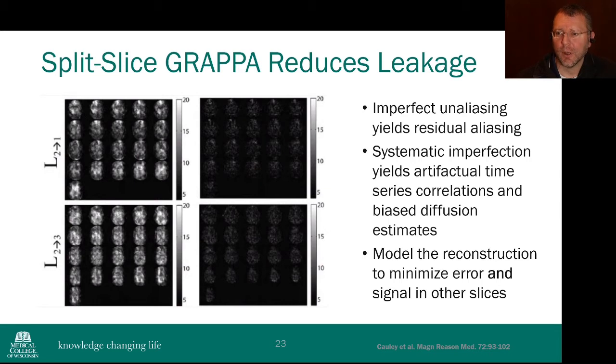You can end up with artifactual correlations between slices with rest, and you can end up with essentially an apparent leakage or contamination of fibers in one voxel with those of the aliased voxel. A group has come out with a more advanced sort of GRAPPA fitting kernel, where you're minimizing not only the reconstruction error, but also minimizing that leakage of one slice into the other slices. And that has, again, become pretty much the gold standard these days for the slice unaliasing algorithms.